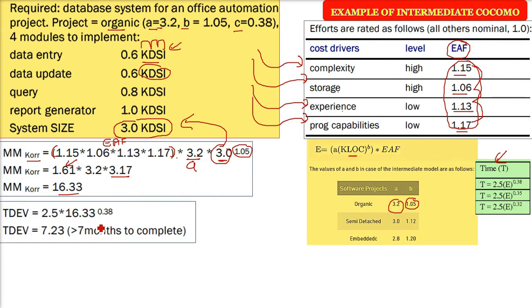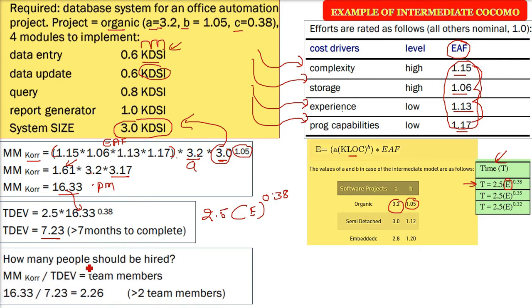Now let us come to the time of development. This is organic and you already have the table. So this is 2.5 times effort raised to the power 0.38. Effort we just found out to be 16.33. So you have 2.5 multiplied by 16.33 raised to the power 0.38. And when you compute it, you will get 7.23. Since it comes in months, it is just over 7 months, or 7 months and a quarter of a month.